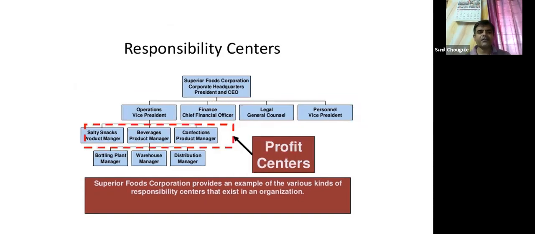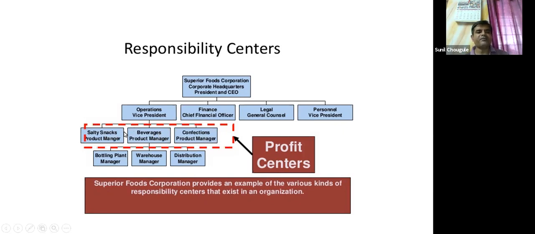The next point here is profit center. From where can we source profit? If a food corporation is an example for responsibility centers, profit centers are their products which are sold in the market. Which products do they have? Salty snacks, beverages and confections. Confections means bread, butter and all those things. Bakers and confectioners. If you have seen the title of any bakery, that is confections. Confections is a product category within bakery. Do not have any confusion. Beverages, salty snacks and confections are the profit centers.